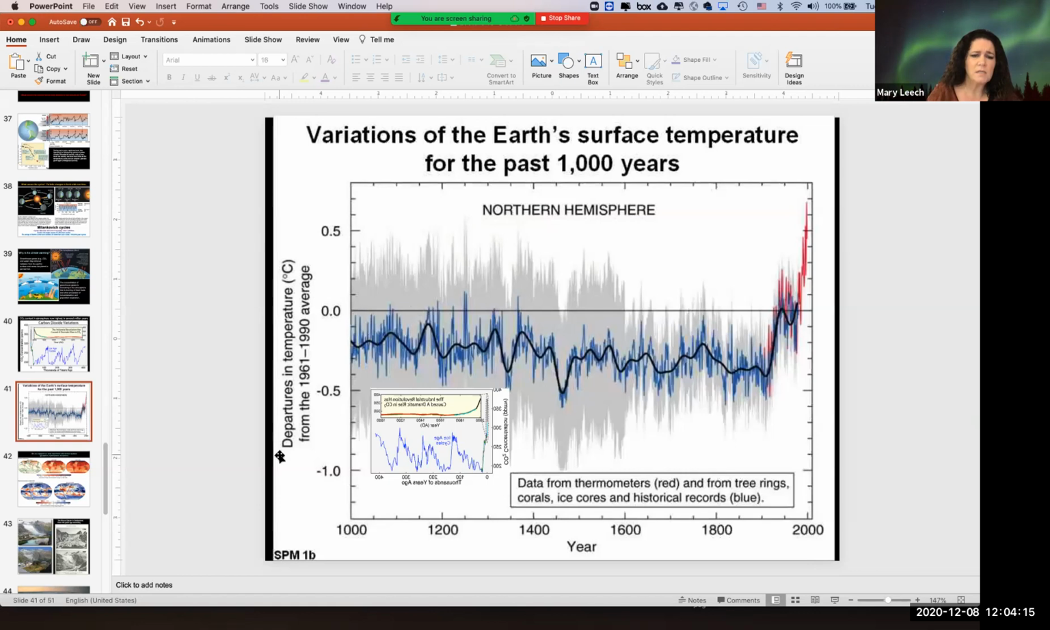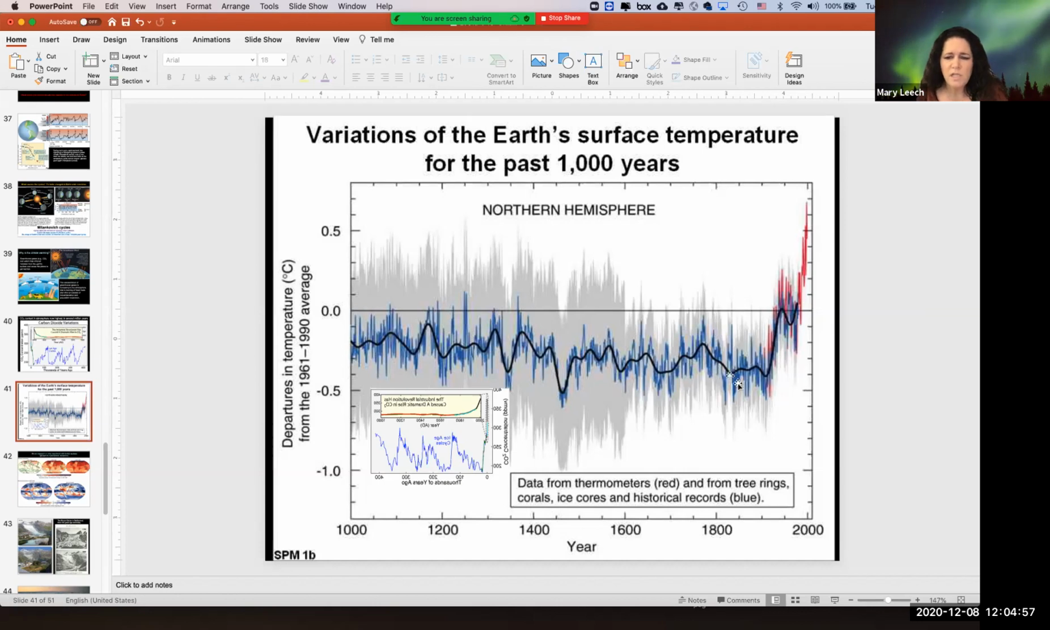So look at the temperature. This is departures from temperature. So the 0 line here is an average from 1961 to 1990 average temperature, and then looking in the past. I meant to find a newer version of this diagram, but it goes the same way. We're at 2020 now up here. So we have these measurements for temperature.